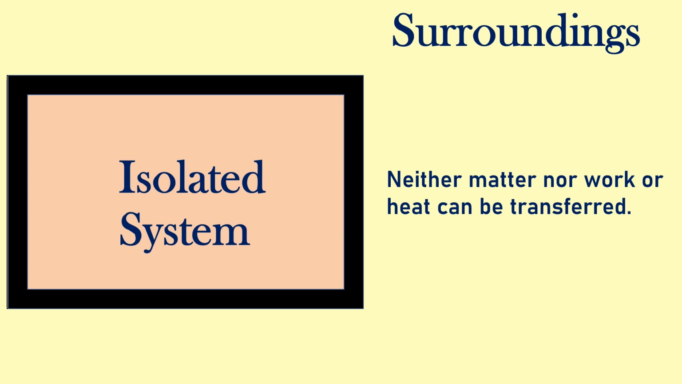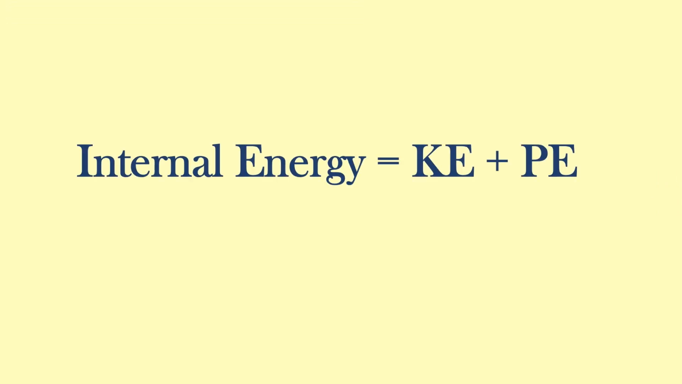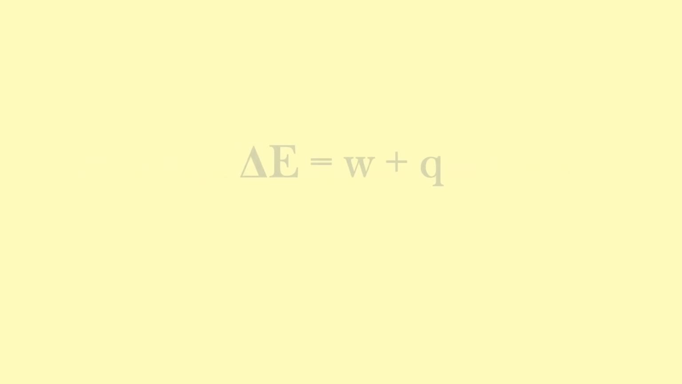The energy of the system is called the internal energy. The internal energy can be classified as the sum of the kinetic and potential energies of the system. In thermochemistry, we are interested in the change in internal energy. The internal energy can change in the form of work or heat. Here's the equation for the change in internal energy. Delta E is equal to w plus q.